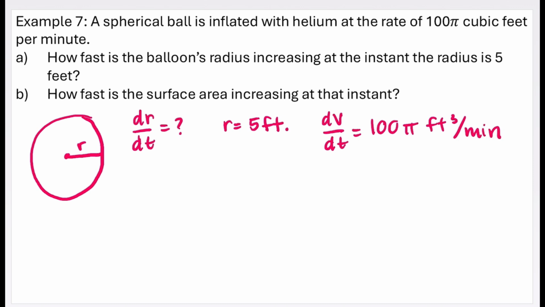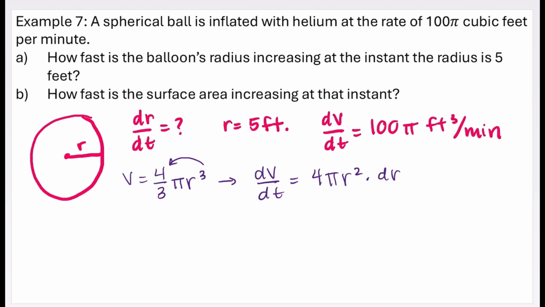All right, so when I look at what I have, talking about the volume and the radius, I'm going to use the formula for the volume of a sphere. So volume equals 4/3 pi r cubed. Now I'm going to go ahead and find dV over dt. We already know that. I'm going to plug it in in just a minute. And then I'm going to find the derivative over here. I'm going to multiply first. So I'll get 4 pi r squared times dr over dt. dr over dt is what we're looking for.